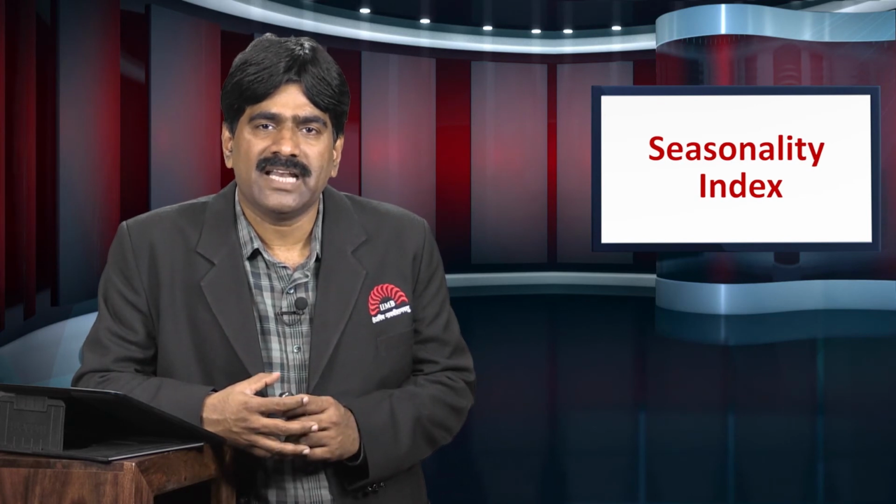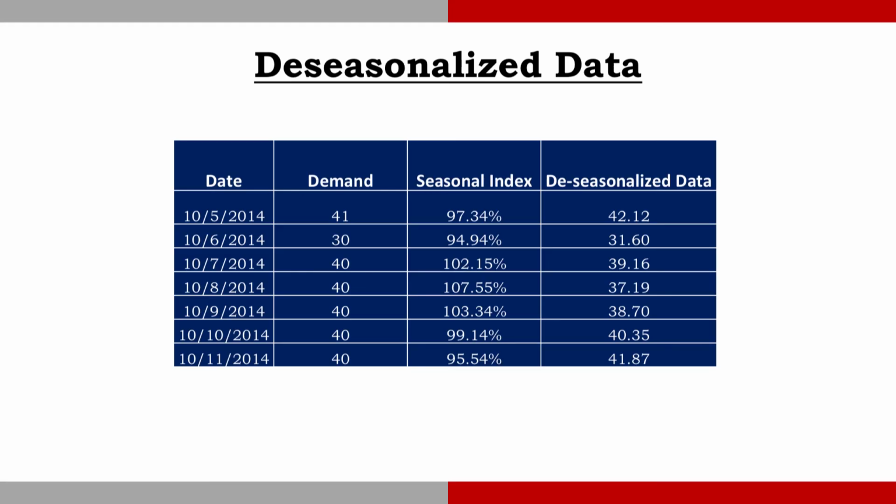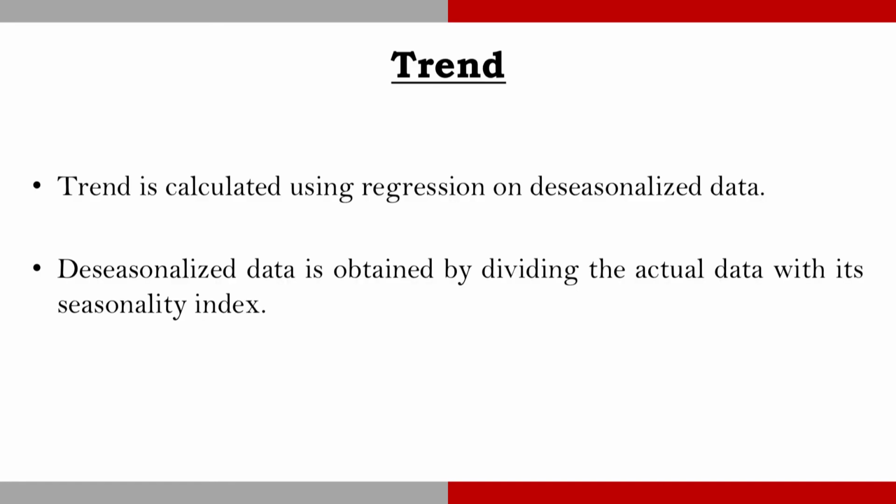Once I have the seasonality index, I go and deseasonalize the data, which is nothing but dividing the actual observation by its seasonality index. In this table I have deseasonalized the data. Once I have the deseasonalized data, I can predict the trend probably using techniques like regression. I develop a regression model on the deseasonalized data, so I have a trend equation. Using that equation I can forecast the deseasonalized values of the future y values.